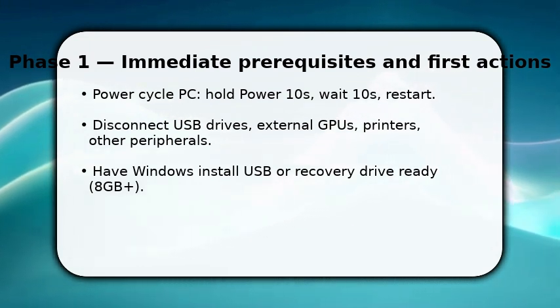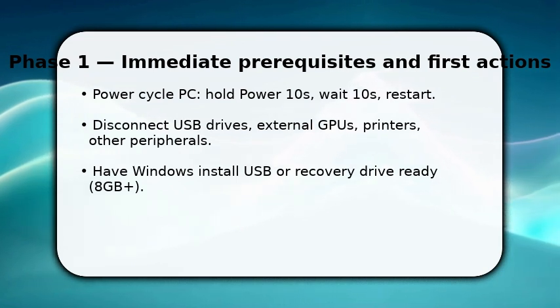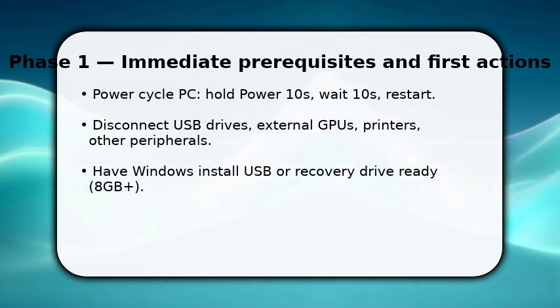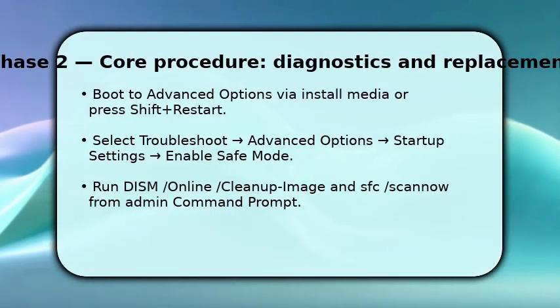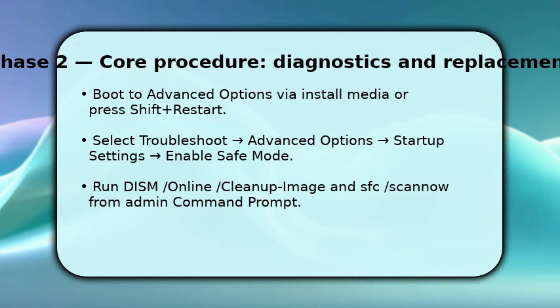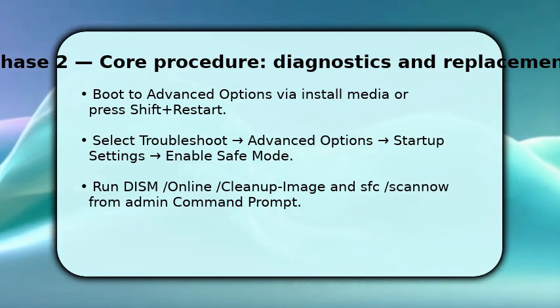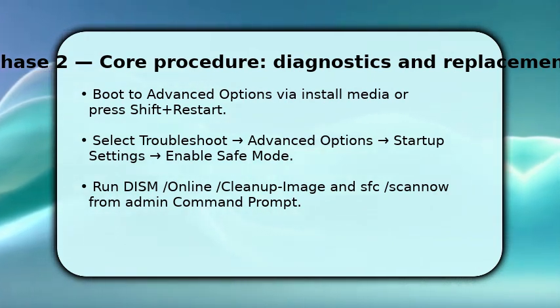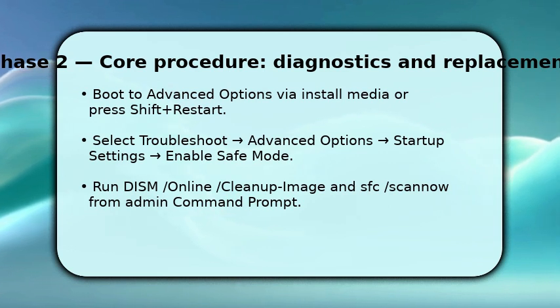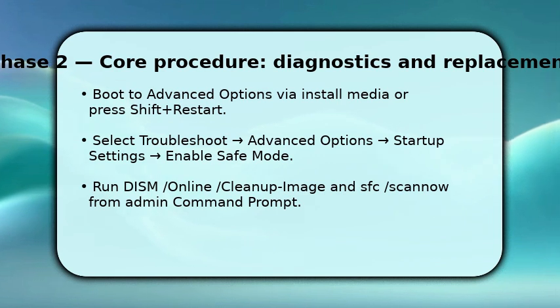These first actions rule out simple issues and prepare the system for safe mode or automated repairs, which we'll run next. Once done, boot into advanced options using your install media or by holding Shift while selecting Restart. This forces the recovery environment. Then choose Troubleshoot, Advanced Options, Startup Settings, and enable Safe Mode so Windows loads minimal drivers. That helps determine whether a driver caused the gray screen.